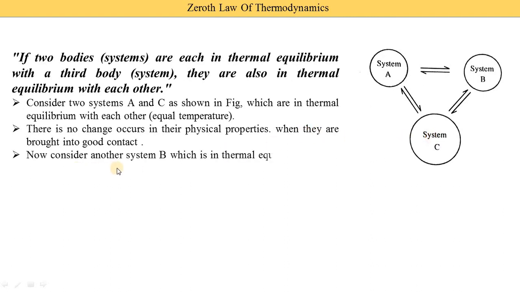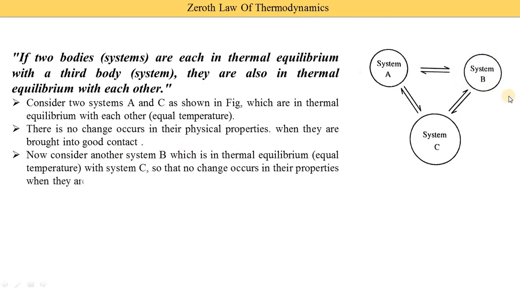Now consider another system, system B. Here you see in this image that is system B, which is in thermal equilibrium, meaning equal temperature, with system C. Meaning B and C have the same temperature, that is 50 degrees centigrade. So no change occurs in their properties when they are brought into good contact.